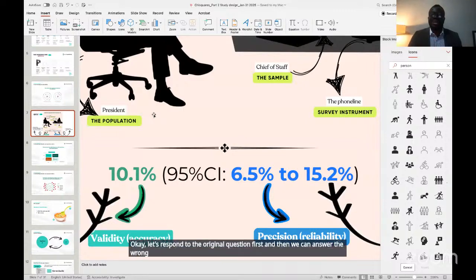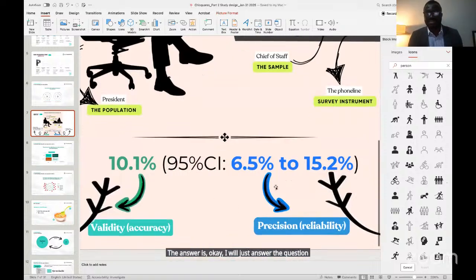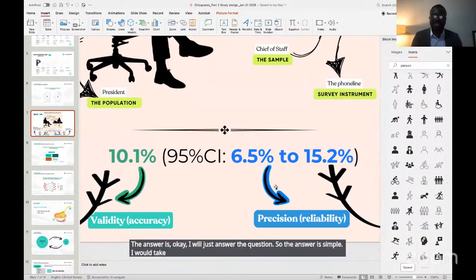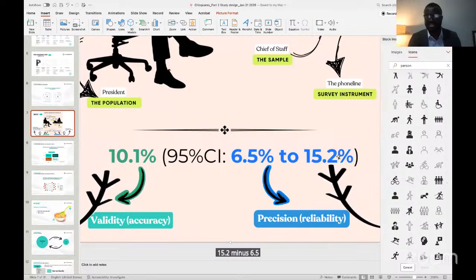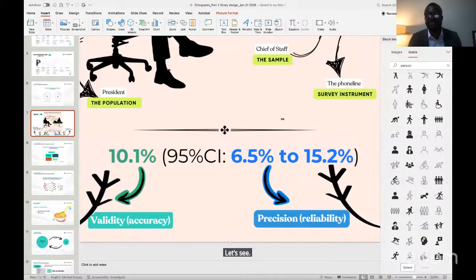All right. I'll just answer the question. The answer is simple. We'll take our calculator and subtract 15.2 minus 6.5. What's the answer to that? 15.2 minus 6.5 is what? Somebody should just drop the answer in the chat for us. Let's see. 8.7. Thank you very much. Precise. Okay, you got it.